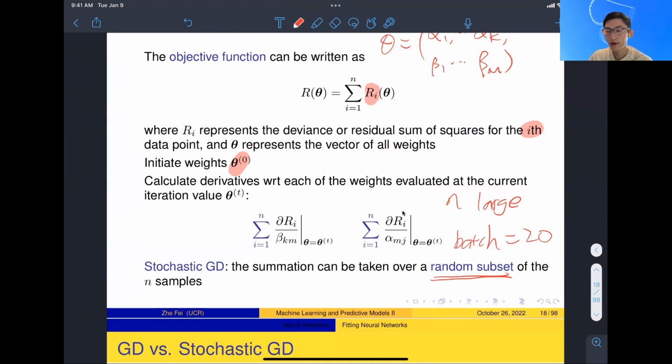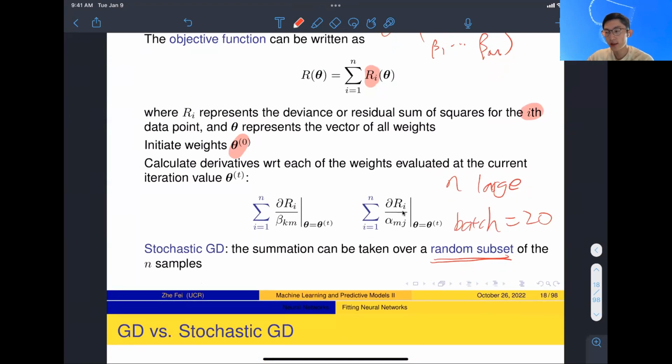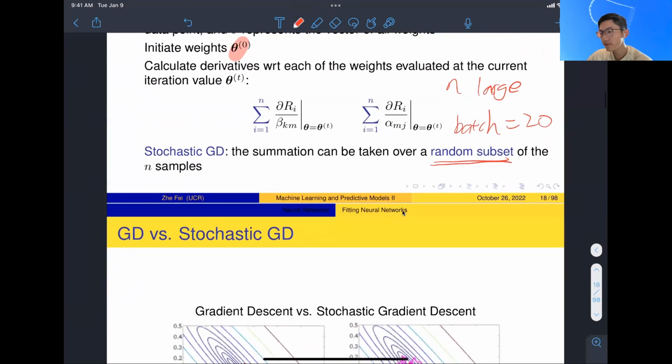Then the calculation of your derivatives would become much faster, right? And so this batch size is one of the parameters in a neural network model, right?